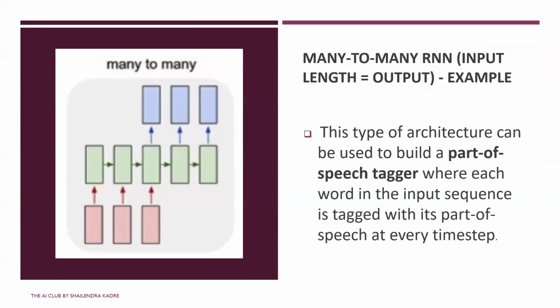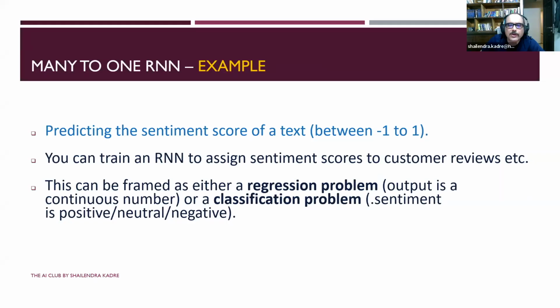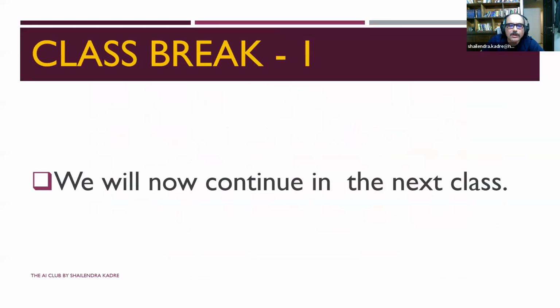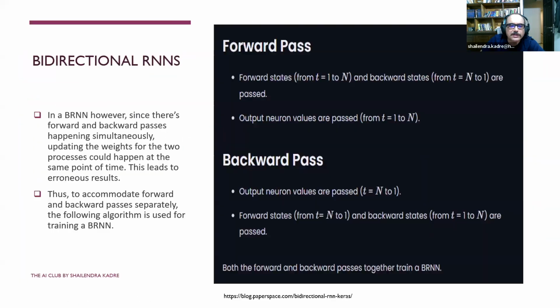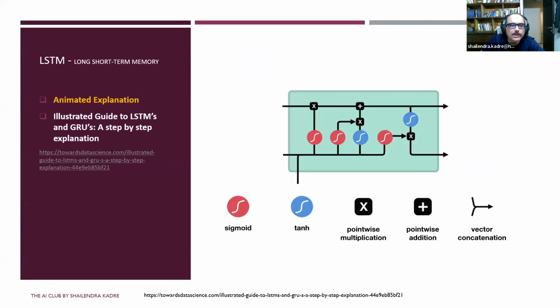Better we sleep over this, and in the next class, tomorrow's class, I will cover more advanced things like what a bidirectional RNN is. Then we'll cover a problem called the problem of vanishing gradients and the problem of exploding gradients in the case of RNN, because RNN is a very complex architecture. When we do backpropagation, backpropagation is a mathematical thing, right?